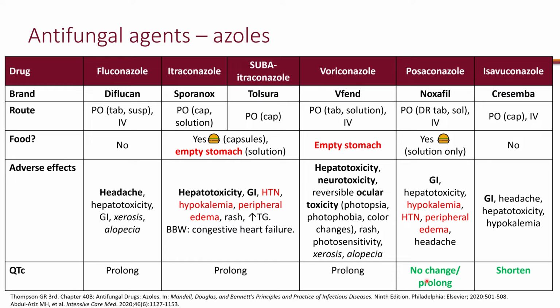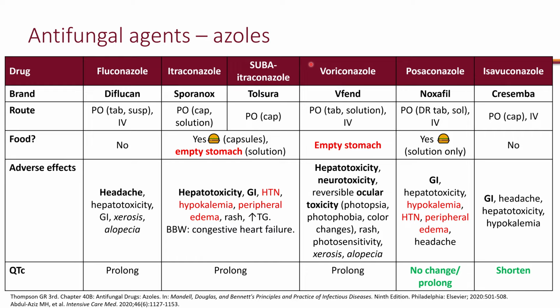And the newest azole is isavuconazole, or isavuconazonium sulfate, which is a prodrug, but it's available PO and IV. It can be given with or without food, and it's very well tolerated. So some GI adverse effects, and the mechanism for hypokalemia is still there. Now, interestingly, isavuconazole can actually shorten QTc. So it's the opposite of the rest of the azoles, but much, much better tolerated.